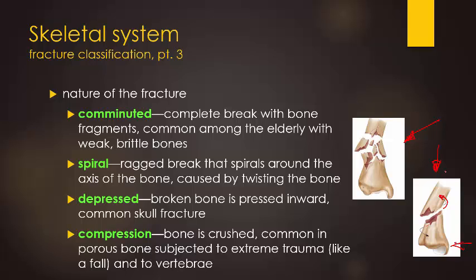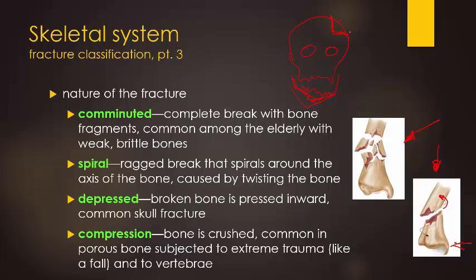A depressed fracture is one in which the bone is broken and is pressed inward. If we think about, say, a skull fracture, here are the eyes, here's the upper jaw, and here's the lower jaw. You hopefully get the idea. A depressed fracture might be one where somebody takes a hammer to this person's head, and the bone is dented inward in that location. So you have breaks along the way, but it's depressed into the skull.